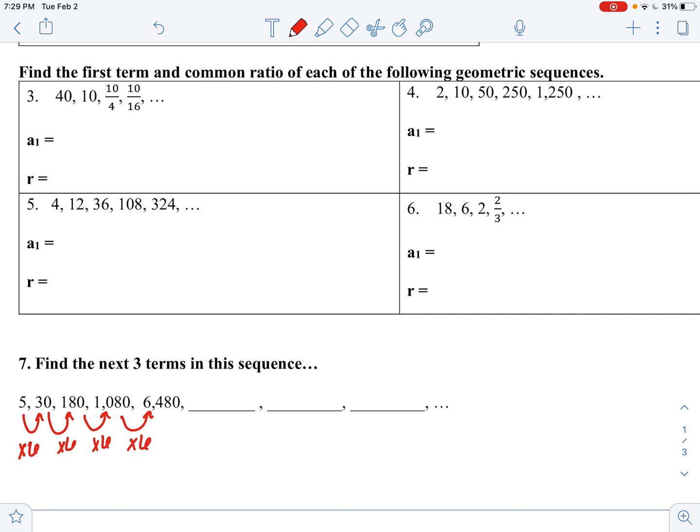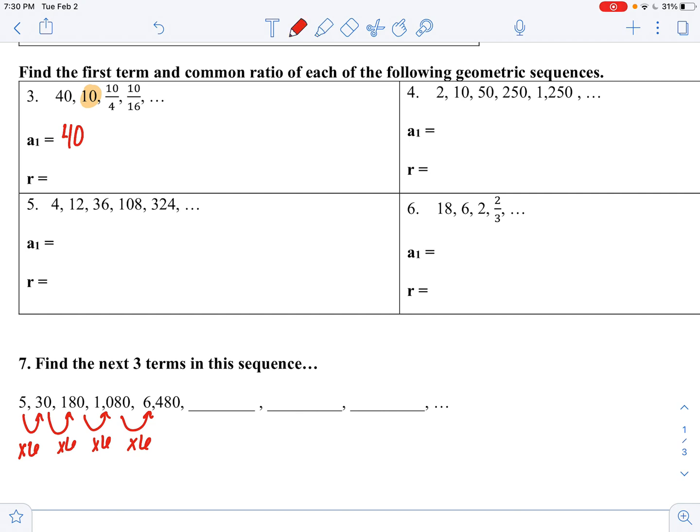Finding the a sub 1 is probably the easiest part, so I'm going to go back up to 3. Finding the a sub 1 just means the first term. So a subscript 1 just means that's my first term, much like a with a little subscript 25 would mean the 25th term. And then to find your common ratio of any geometric sequence, take any number in your sequence, doesn't matter where it is, and divide it by the number that comes before it.